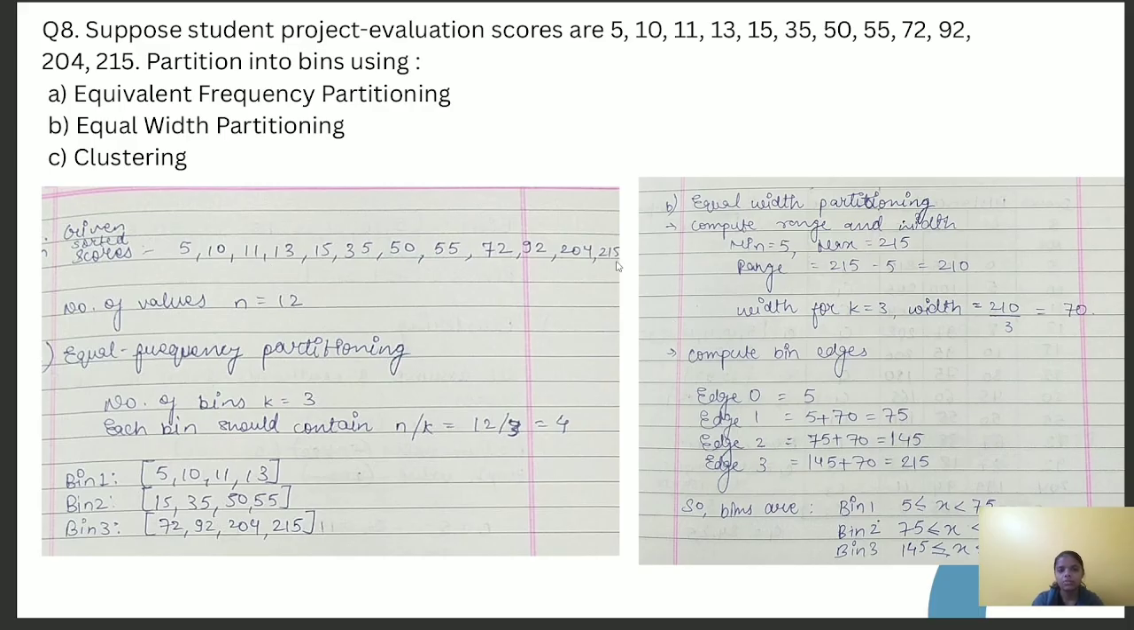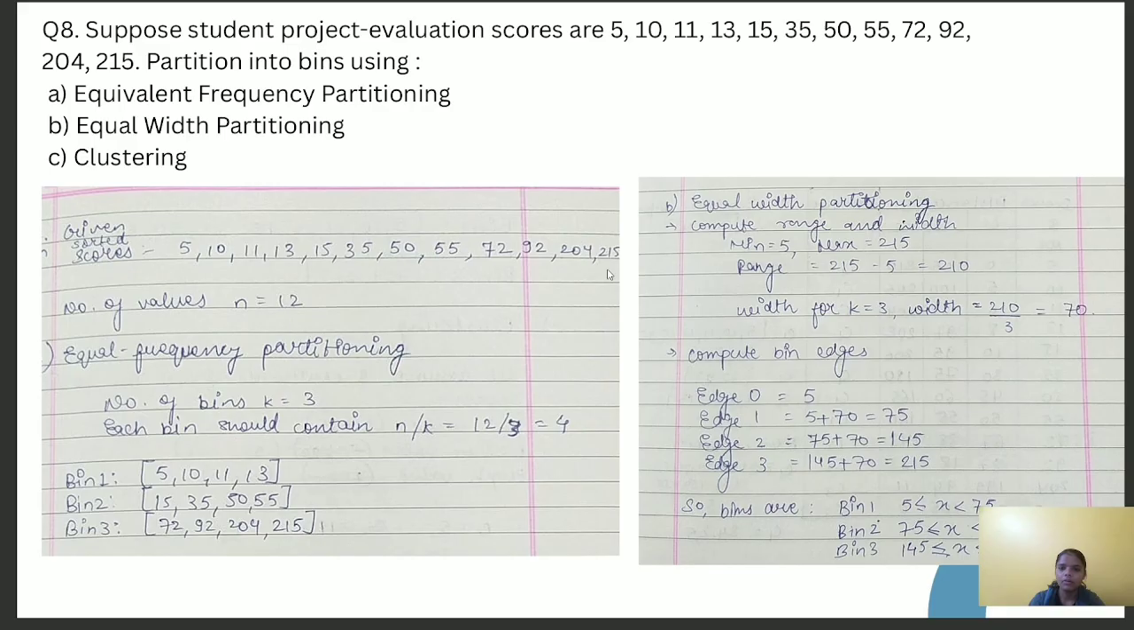The number of values is 12 to divide into bins. Here the data points are 12, so in each bin there will be 3 or 4 elements. So we divide into three bins, and each bin will contain four data points. Equal frequency partitioning: here the number of bins k is equal to 3. So each bin should contain n divided by k, which is 12 divided by 3, so 4. Each bin will contain 4 elements. The first 4 go in the first bin, the middle 4 in the second bin, and the last 4 in the third bin. Now equal width partitioning.